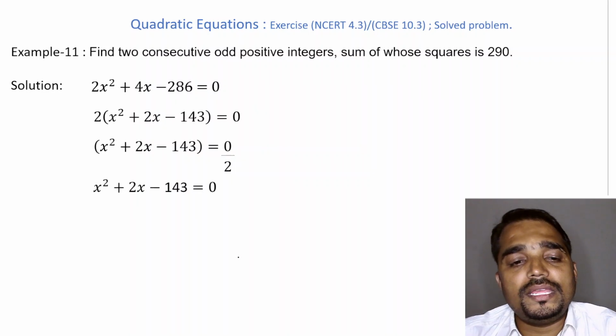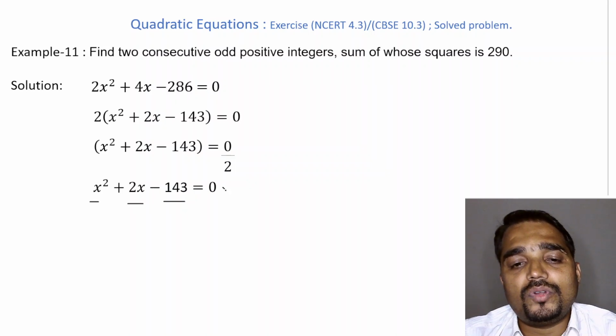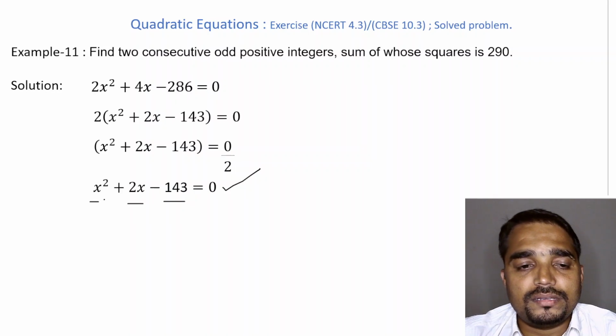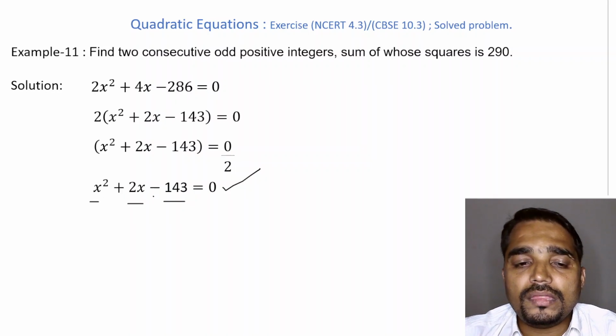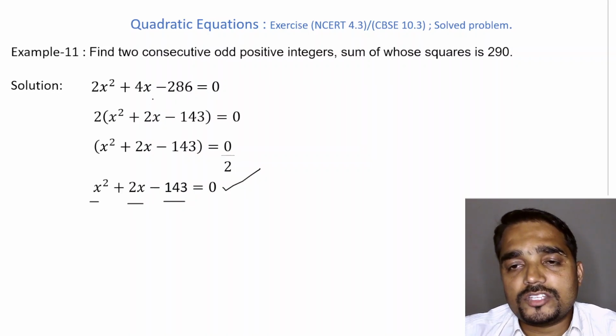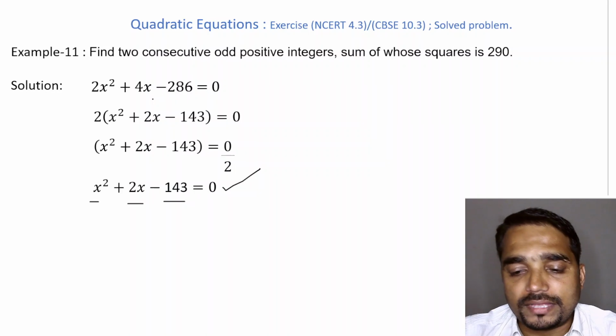Therefore, the equation would be x square plus 2x minus 143 is equal to 0. This equation cannot be simplified further as we contain unlike terms. Therefore, this has to be now simplified to find out the value of x.